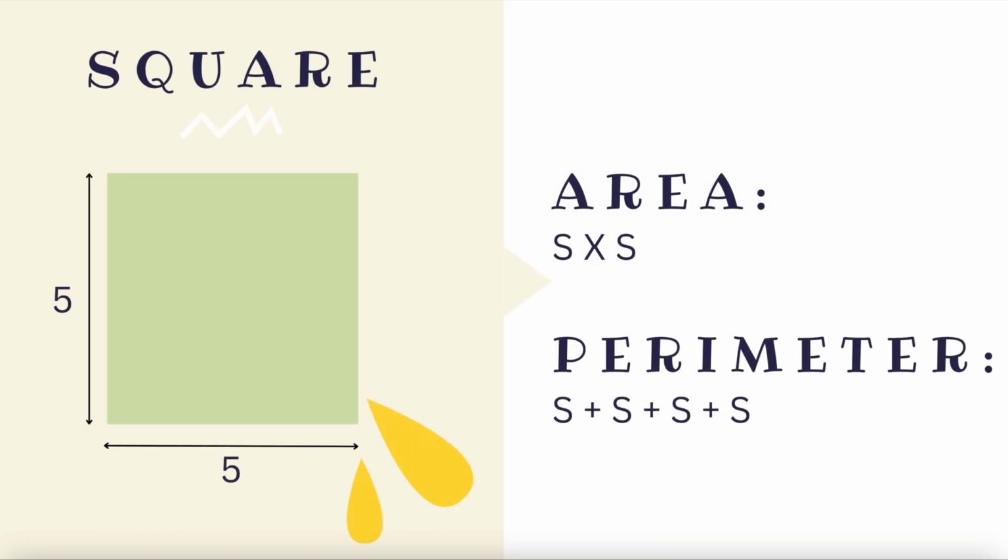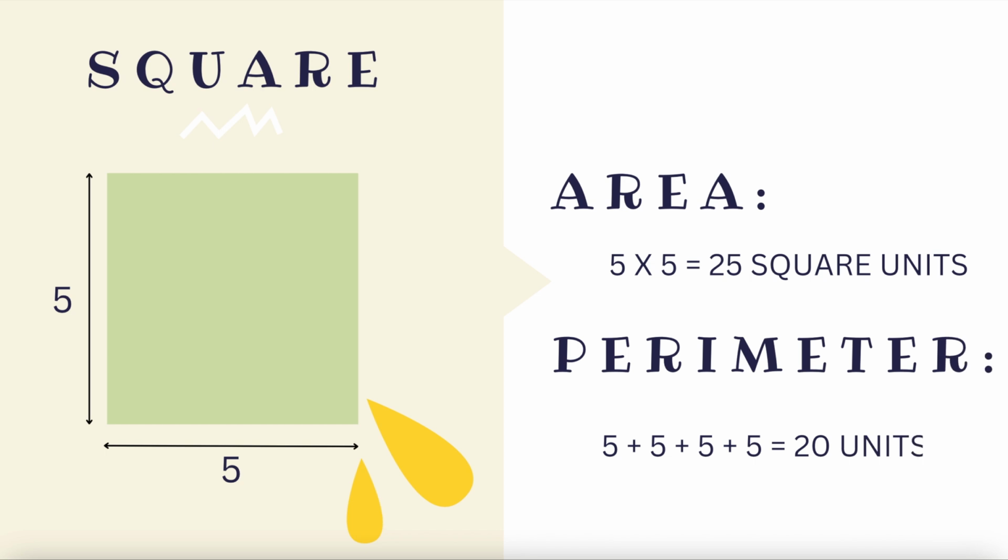Let's practice. The area of a square is side times side, and the perimeter is side plus side plus side plus side. So the numbers that we're plugging in here are 5 and 5. Let's take a look at what that'll look like. The area is 5 times 5, which gives us 25 square units. And if we add up all the sides together, our perimeter is 20 units. Because I have a 5 here, which means this is 5, and this is 5 as well. We know that a square has 4 equal sides.